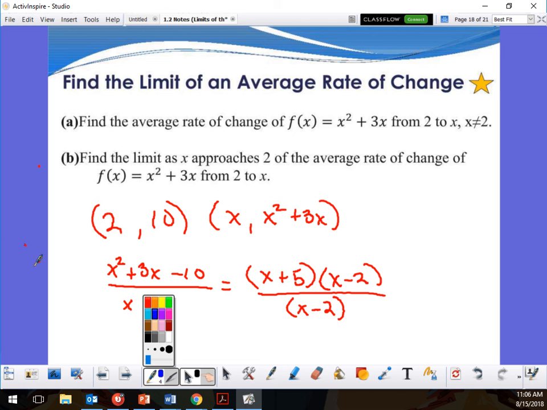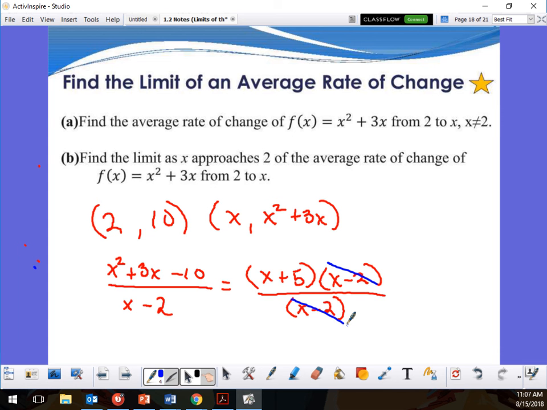What we're doing here is called a removable discontinuity. When I try to graph this, I still will have a hole where x is equal to 2, but I remove that discontinuity so now you can see where both sides are going. So the average rate of change from here to here is just that function. That's what we're going to have for the average rate of change.